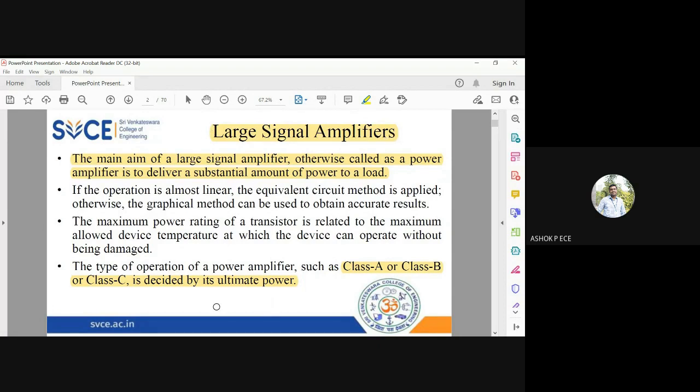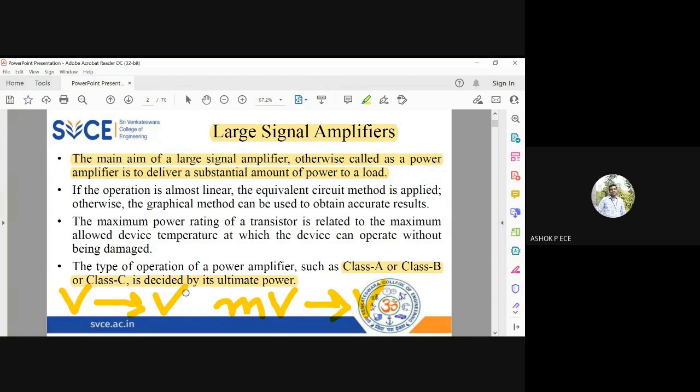In a small signal amplifier, the signal level will be in the order of millivolts. So input will be millivolts and output will be volts. You will be using many models, the H parameter model and the hybrid pi model, for analyzing these amplifiers. In large signal amplifiers, the input itself will be in volts and the output also will be in volts. So if the input is 1 volt, the output may be 1000 volts. It is very, very large.